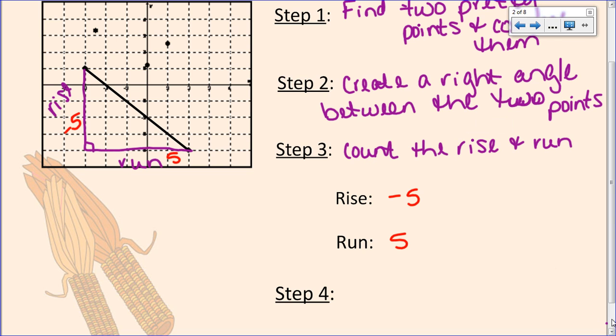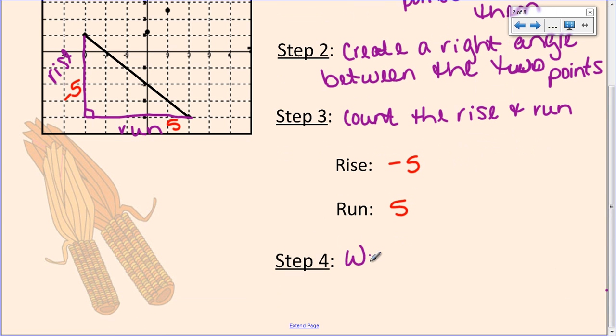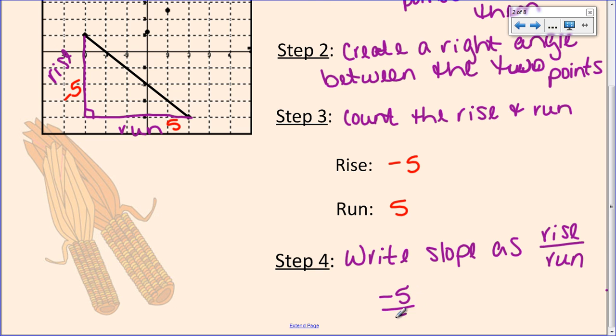And so step number 5, I'm going to write my slope as the rise over the run. And so in this case, my rise was -5. My run was 5, and then I can simplify that. -5 over 5 simplifies to -1 over 1, or just -1. They all mean the same thing. They all get you to the same point.